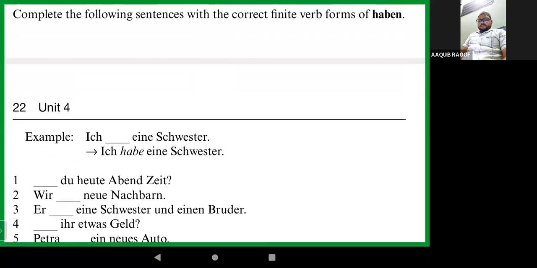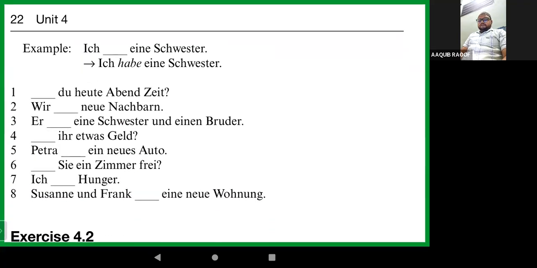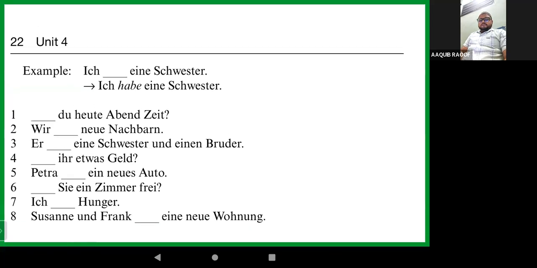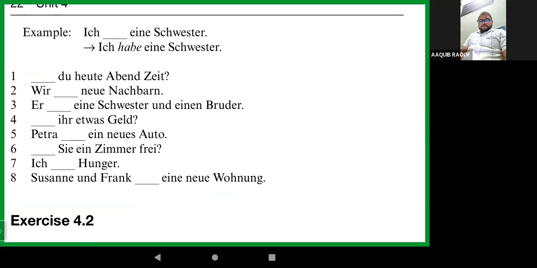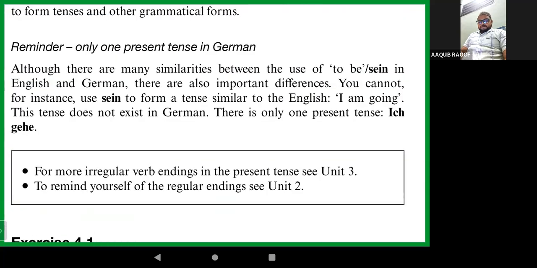It is a haben form, to have. Now tell me what we will use here. Du heute Abend Zeit. I opened your chat. Somebody please speak. Why haben? Habe is for ich, for first person. Ich habe. Here we use hast. Hast du heute Abend Zeit? Hat.